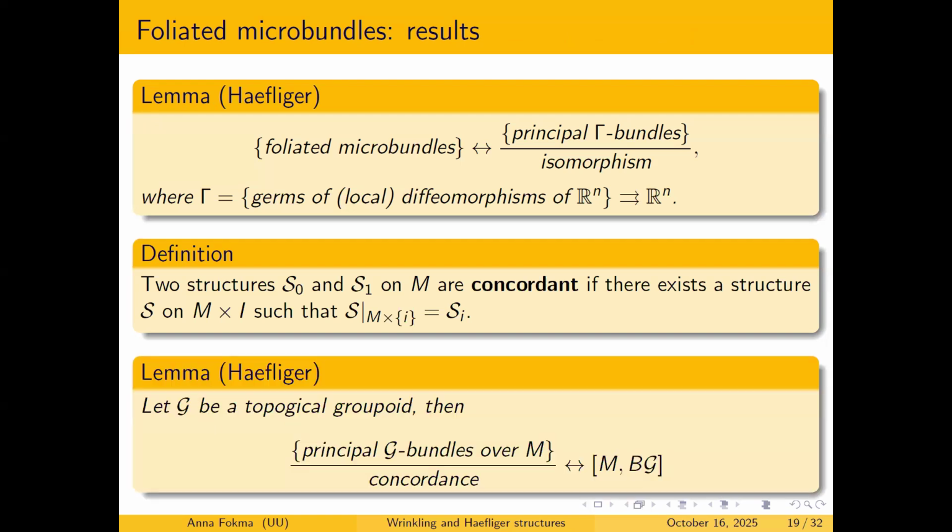And with that, Haefliger proved that, similar to groups, there exists a classifying space for topological groupoids, meaning that concordance classes of principal groupoid bundles correspond in a one-to-one manner with homotopy classes of maps to the classifying space of G. In particular, these theorems together imply that there exists a classifying space for foliated microbundles, really meaning that they're like topological or functorially well-behaved objects.